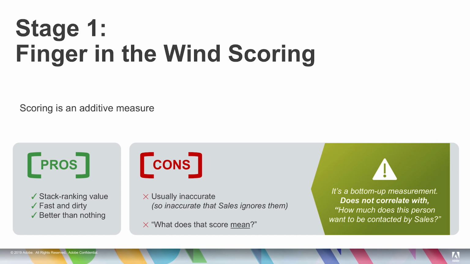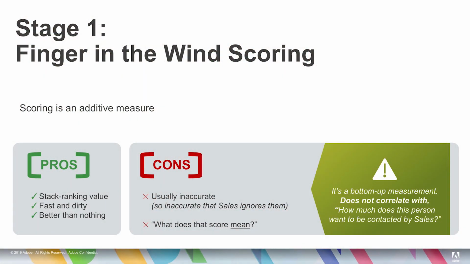And that's really the core stage. Mathematically, when we think about finger in the wind, stage 1, we think generally, at least in Marketo, that scoring is an additive measure, which means that the actual math behind it is pure add or subtract individual weighted values based on activity. In reality, from a data science view, this approach to scoring is laughably inaccurate.